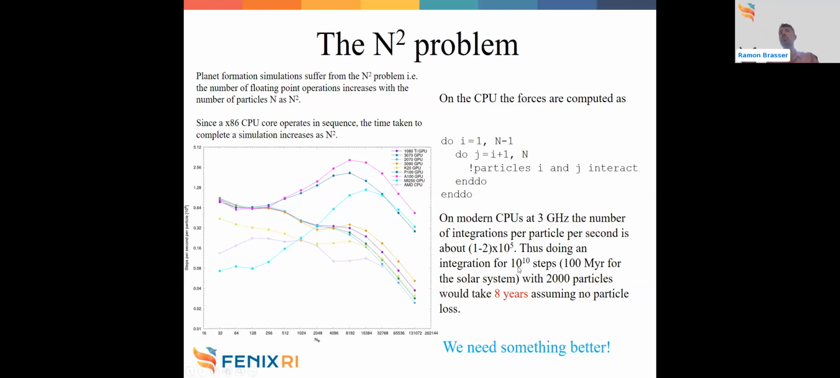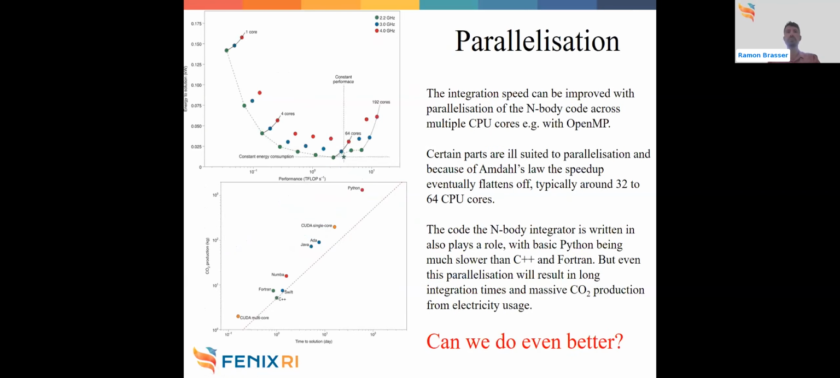So if you need to do 10 to the 10 time steps, for example for terrestrial planet formation, with 2,000 self-gravitating particles, assuming that none of them go away, it will take 8 years for one simulation to finish, which of course is ridiculous, right? So we need something that is better. And that is where the graphics cards start to come in.